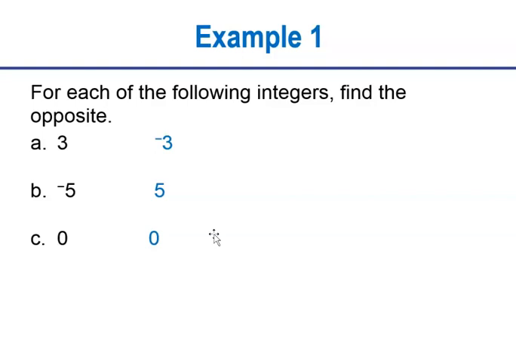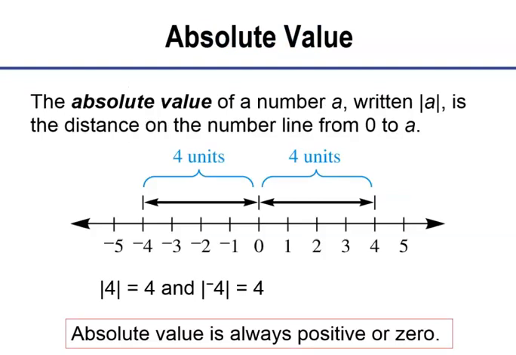Now, when you talk about integers, you must be able to talk about absolute value. So this is the first time we've discussed absolute value in this course. The absolute value of a number A, written as, notice these vertical bars, the absolute value of A, that's the way you read that, is the distance on the number line from 0. Now, most people just think about it, it's the positive of whatever's inside there.